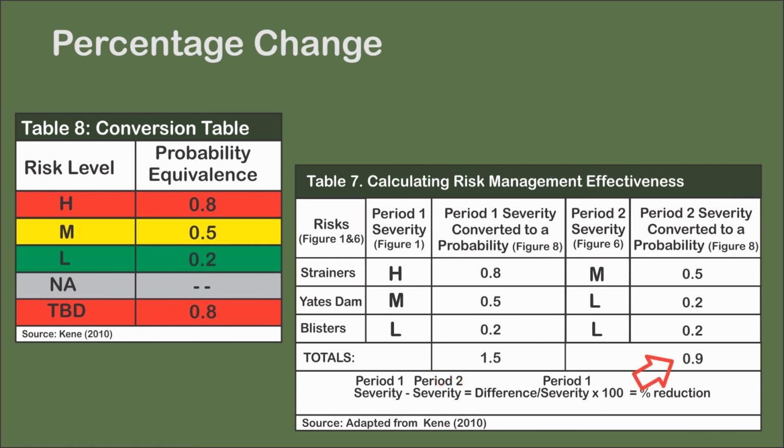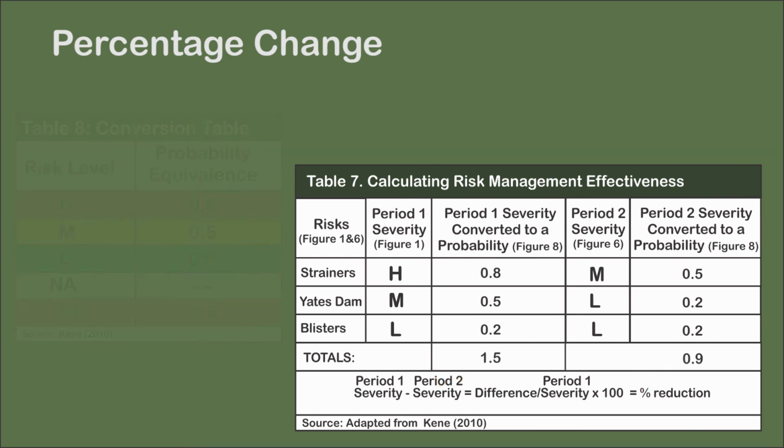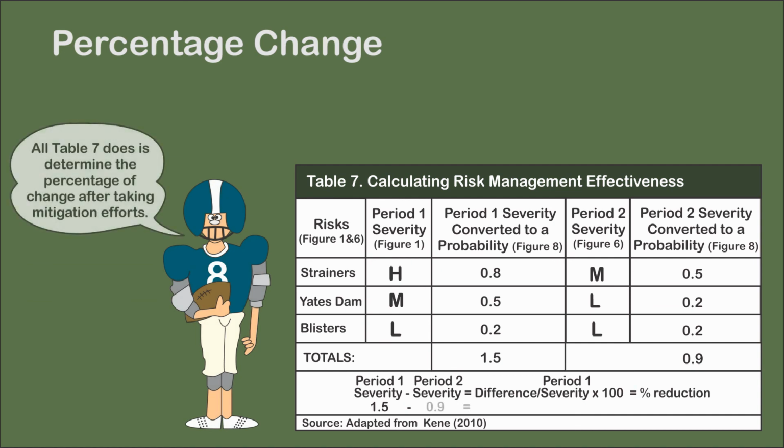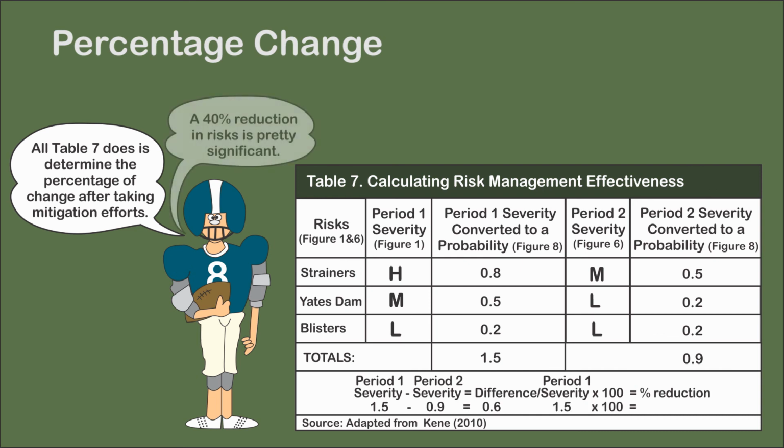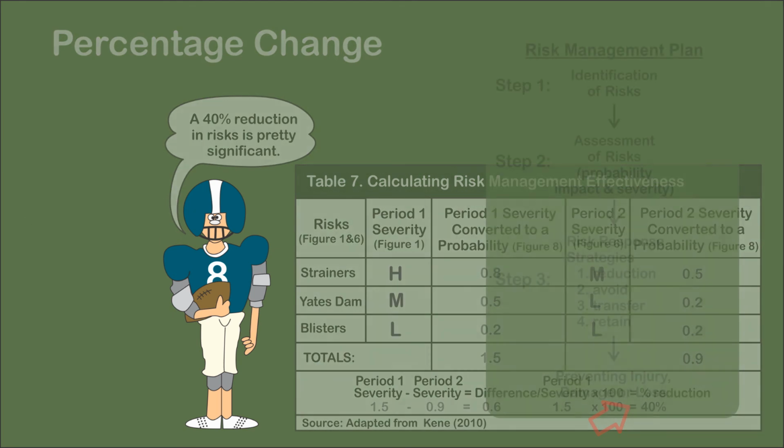Each column is totaled and the percentage of change is calculated. Subtract the total for period 2 from period 1. The difference is divided by the period 1 total and multiplied by 100 to convert it to a percentage. The measures taken reduce risks by 40%.